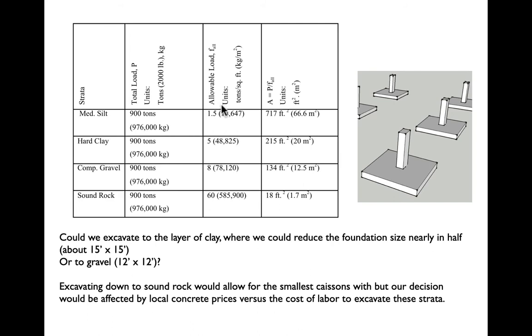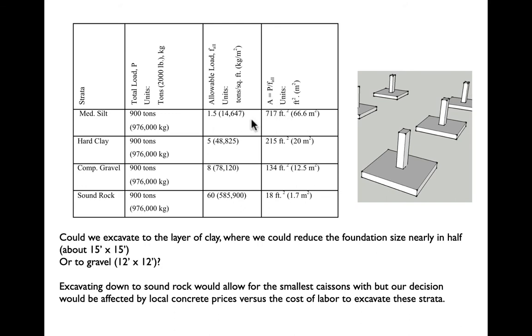So we will take from our chart the allowable load per square foot of soil. So medium silt is 1.5, hard clay 5, compact gravel 8, and then sound rock all the way up to 60. The total load on each one of these is always going to be the same. So the worst case is 900 tons, 900 tons, 900 tons. And all we do is we divide the load that we're putting onto the foundation by the allowable load in tons per square foot. And that will give us a required square footage for the foundation itself.